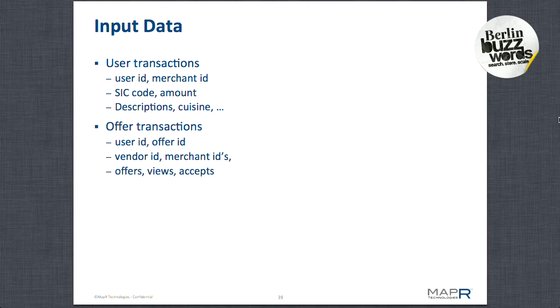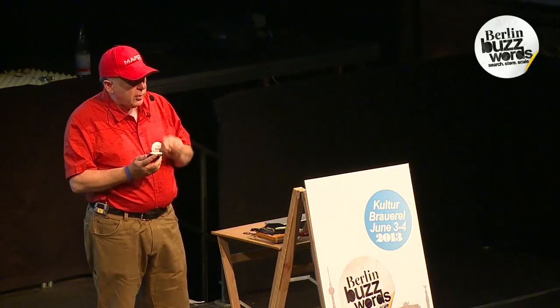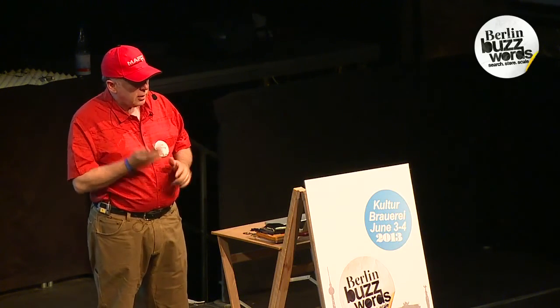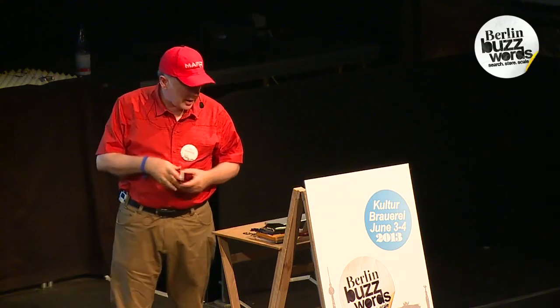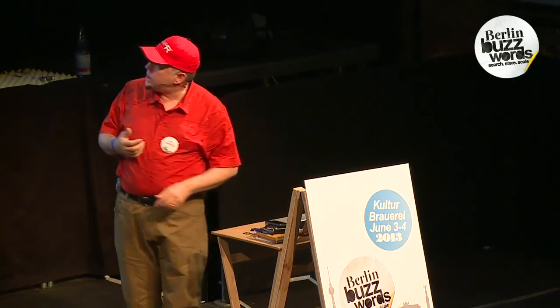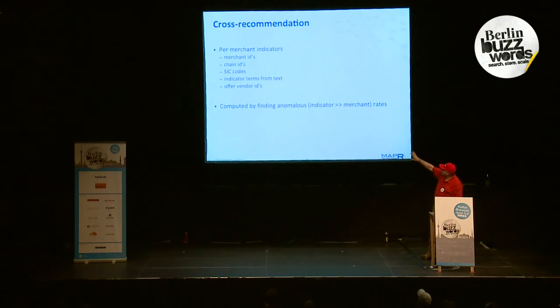We might have offers. So if I have one of these things, I might get special coupons that I would get as offers, and if I just move the coupons into my little coupon wallet, then I've got a second kind of action. And there I have the user ID and the offer ID and various metadata about the offer itself. And from these I can derive extra information about the user, extra information about the merchants, but more importantly I can do cross-recommendation between merchant transactions and offers and back and forth.